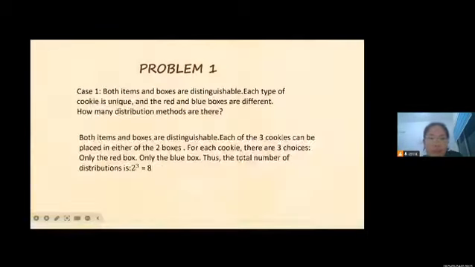Case 1: both items and boxes are distinguishable. In this scenario, each cookie can be placed into the red box or the blue box. Each cookie has 2 options, so the total number of distributions is 2 multiplied by 2 multiplied by 2, equal to 8.